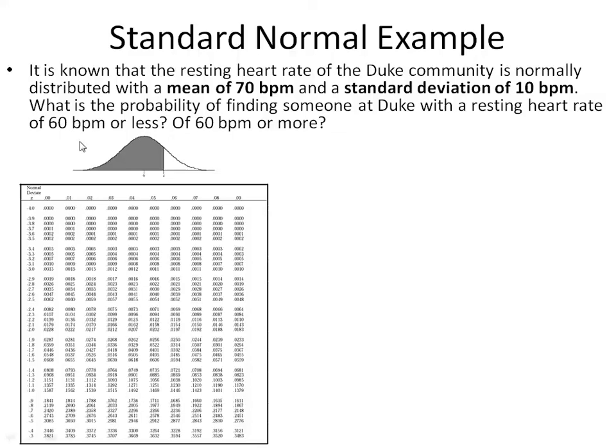So here's our example. It is known that the resting heart rate of the Duke community is normally distributed with a mean of 70 beats per minute and a standard deviation of 10 beats per minute. What is the probability of finding somebody at Duke with a resting heart rate of 60 beats per minute or less? And what's the probability of finding a person with a resting heart rate of 60 beats per minute or more?